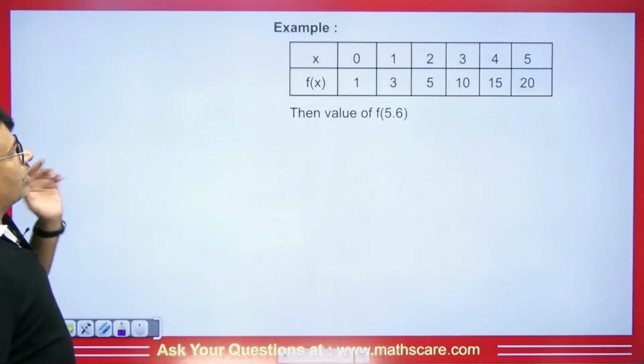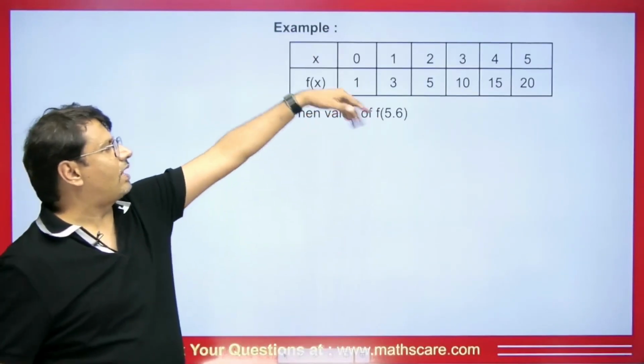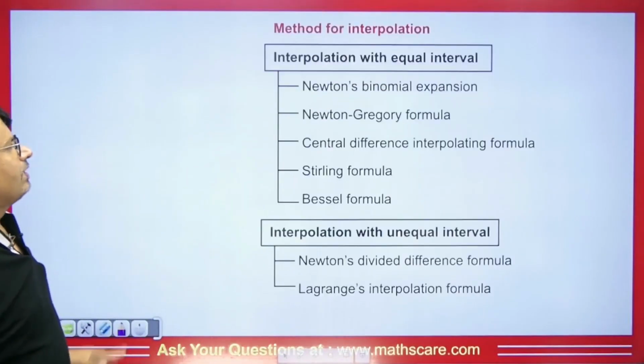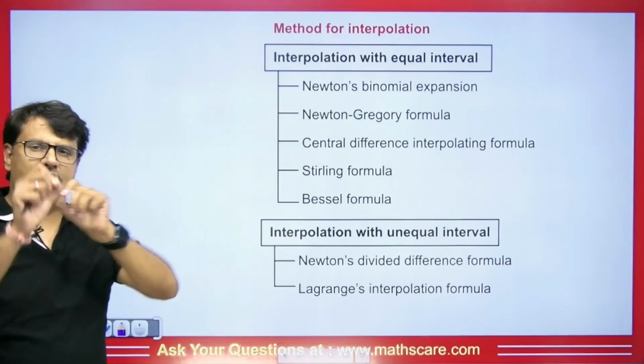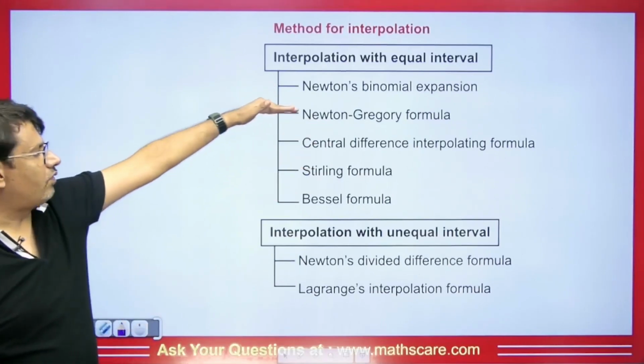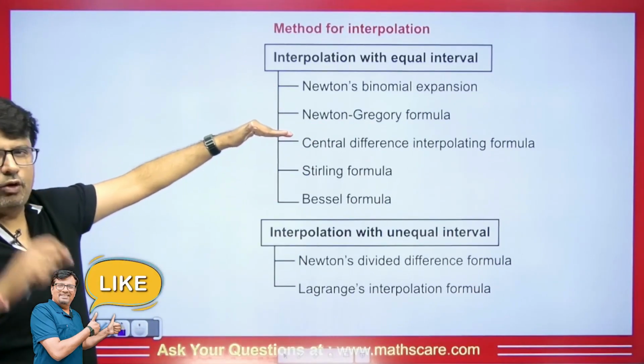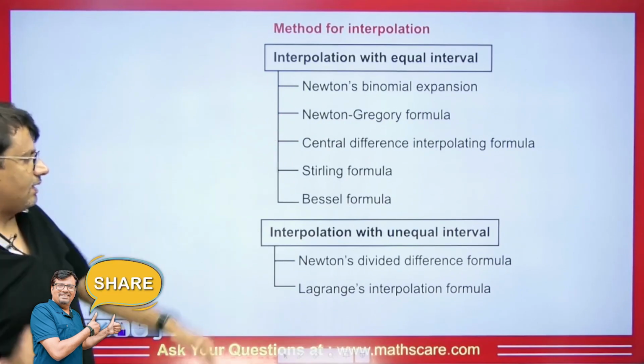I have told you interpolation. Like 5.6, so it's asking an outside value, so it's extrapolation. Here I have explained all the formulas to you. First I told you the Newton binomial expansion, which is used to find the missing term. Then Newton forward, backward, central difference interpolation formulas, which include Gauss forward, backward, Stirling and Bessel.